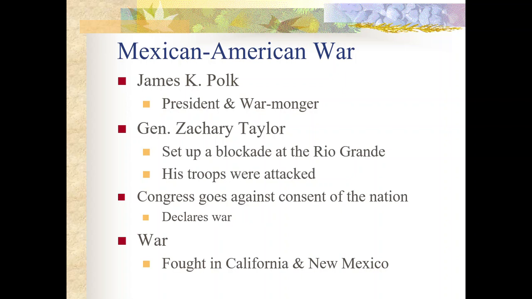Majority of the war with Mexico will be fought in California and New Mexico. In New Mexico, there actually wasn't really any bloodshed at all. By the time the American forces had arrived in New Mexico, majority of the citizens there wanted to become part of the United States. And so there will be some conflicts in California, but inevitably we will win the war.